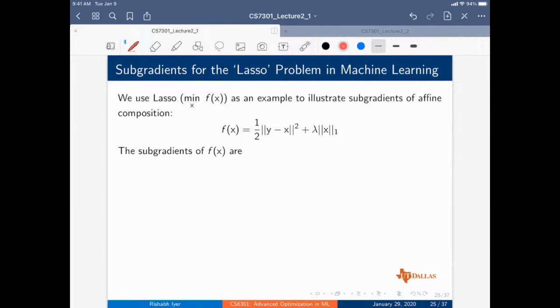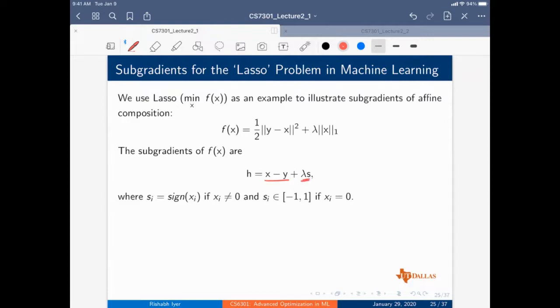Another illustrative example is lasso. Again, I'm circling back to machine learning, so this is going to be useful in machine learning as well. We have seen some of this in a machine learning course, but not in too much detail. L1 regularization for linear regression is half of y minus x squared plus lambda times the L1 norm of x. So the subgradient is the derivative of this, which is x minus y plus lambda times s.